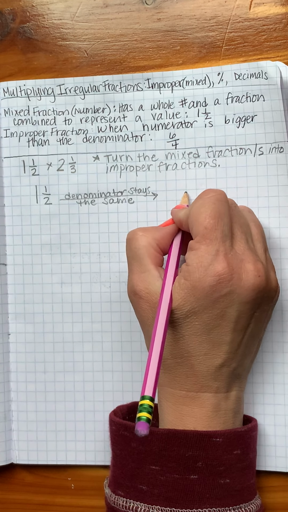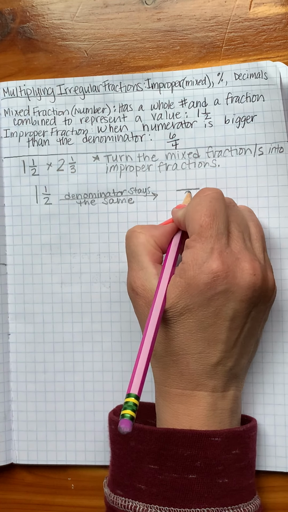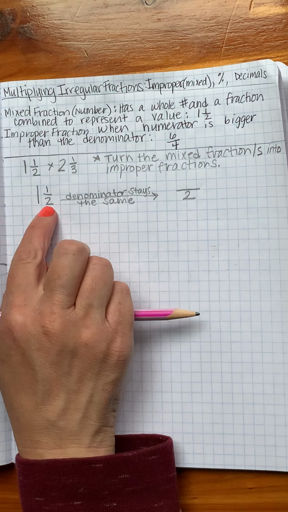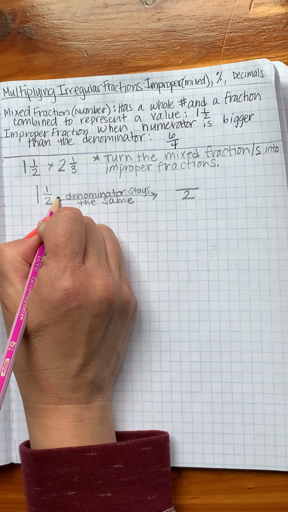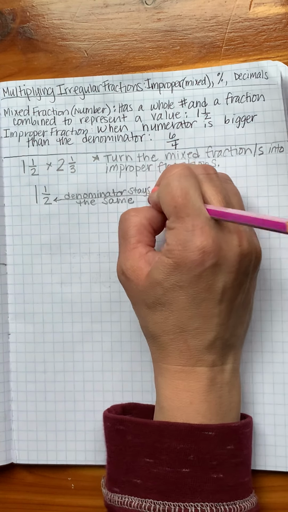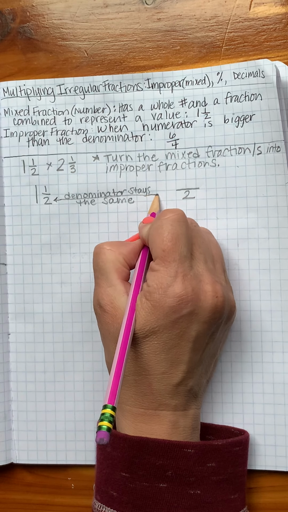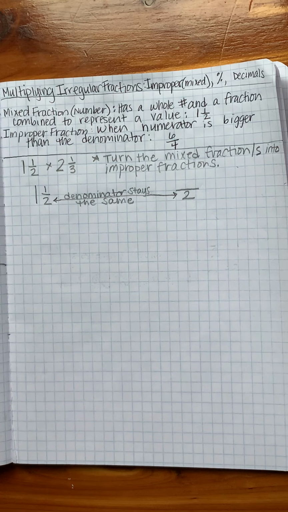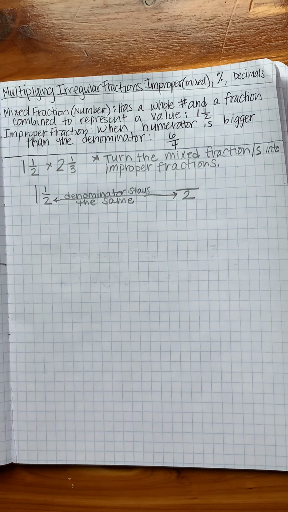Okay, so the denominator stays the same. It's not going to change. In fact, I'm going to draw this arrow a lot closer to this second denominator, okay? Just like that. All right, so the denominator stays the same. There's no question about how many parts there are in one whole, okay?